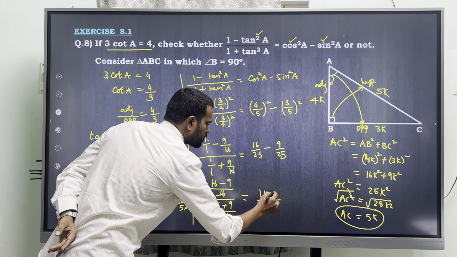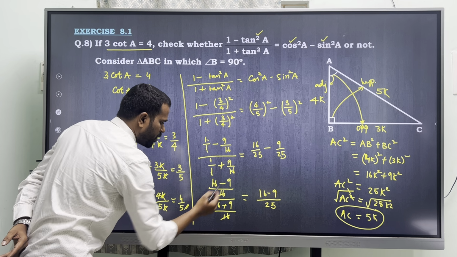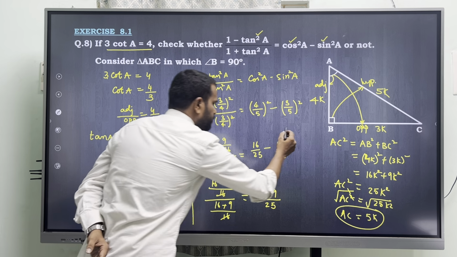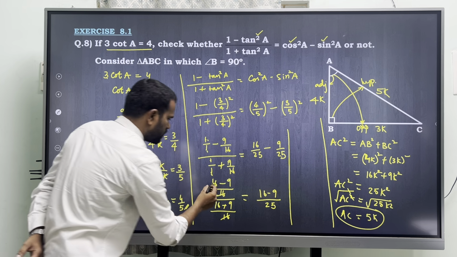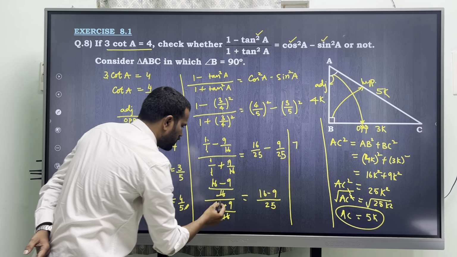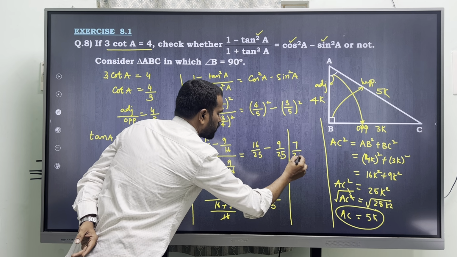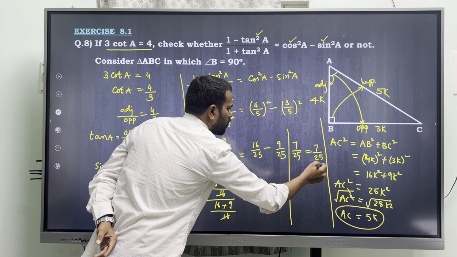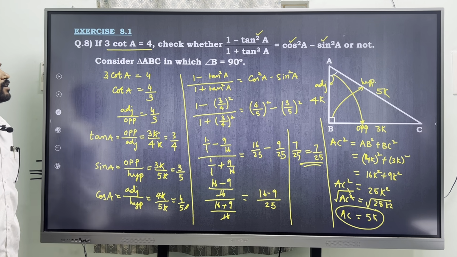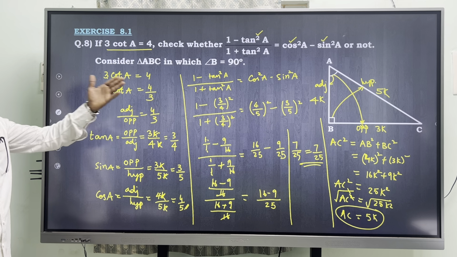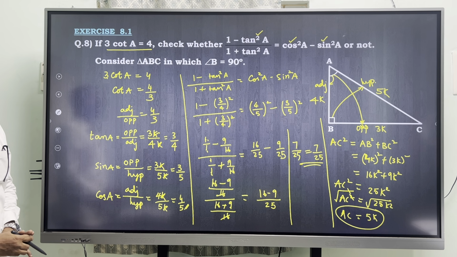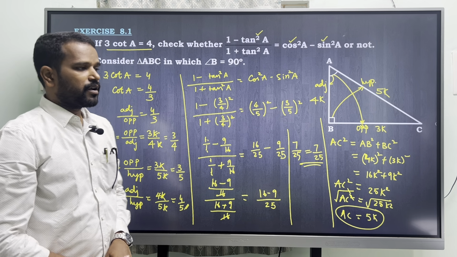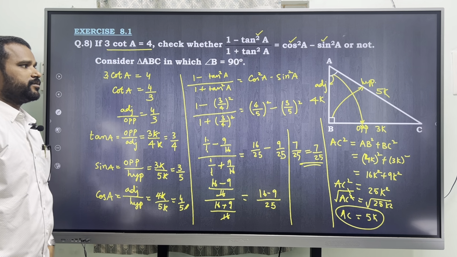So this is equal to, LCM here, 25 is the same, right? So 16 minus 9. How much is 16 minus 9? This is 7, right? See, 16 minus 9 is 7, 16 plus 9 is 25. Here 16 minus 9 is how much? 7 and 25. So LHS equals RHS. Okay, yes, it is correct. Whether it is equal or not, yes, these both are equal. Understand?